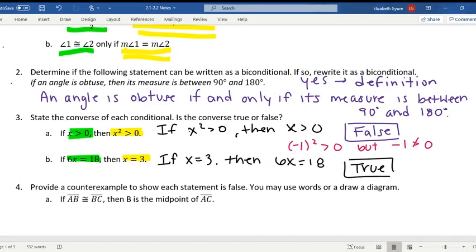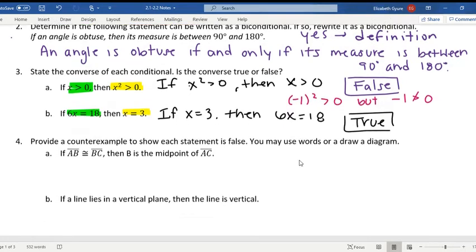So how do our if-then statements work? Remember, you're starting with this first information, right? That's your hypothesis. So if x equals 3, then would 6x equal 18? Yes, because if you plug 3 in, 18 equals 18.